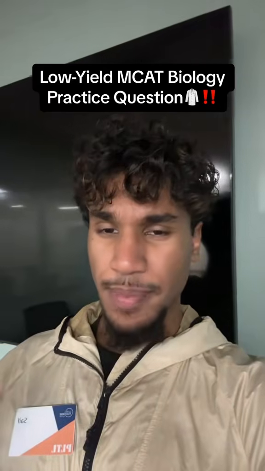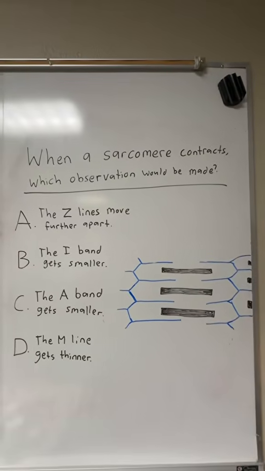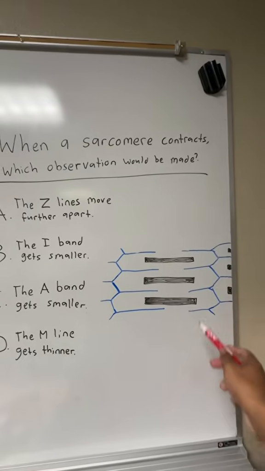Let's do a low-yield MCAT biology question. When a sarcomere contracts, which observation would be made? All right, here's my amazing drawing of a sarcomere.